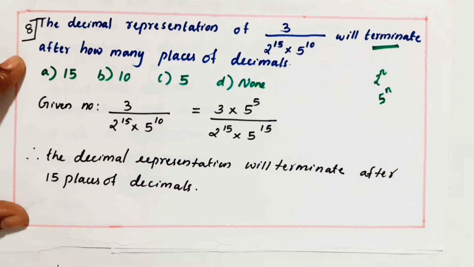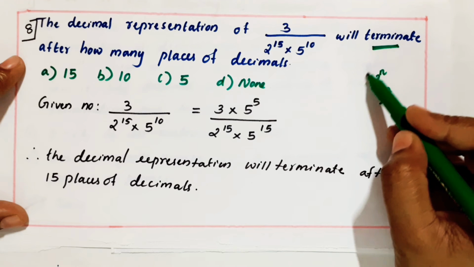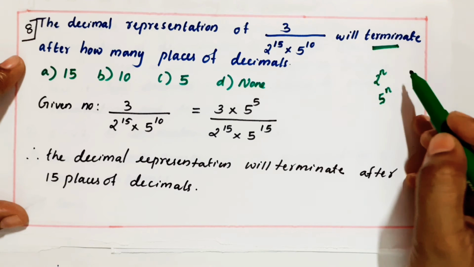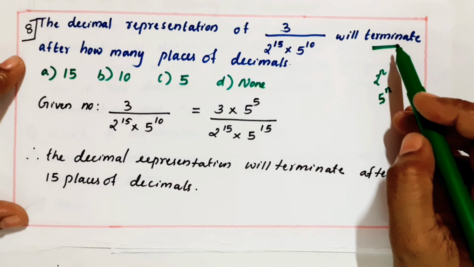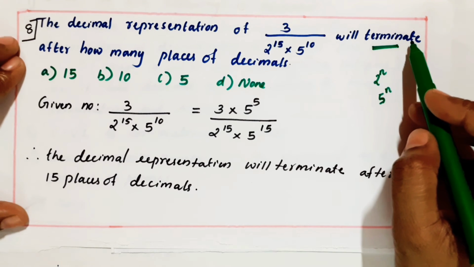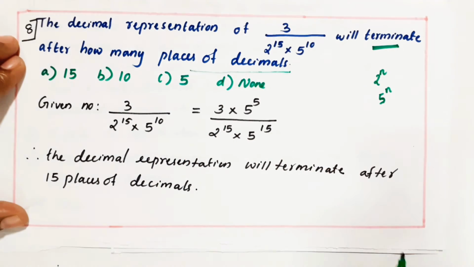It should not go like a recurring one, or it should not be like a non-ending decimal. Here, terminating means the denominator should be in the form of 2 power n or 5 power n, or it can be both. But here they are asking how many decimal places we are getting. Question is different. How many places of decimal should be there?